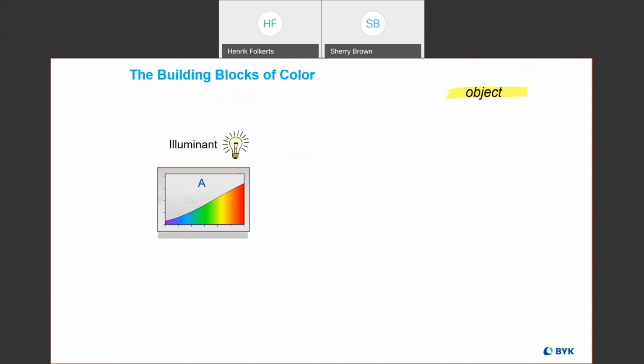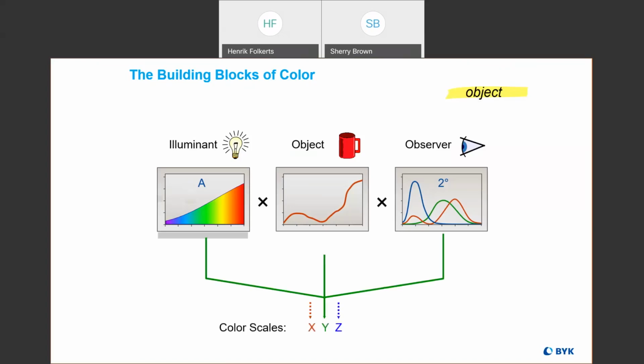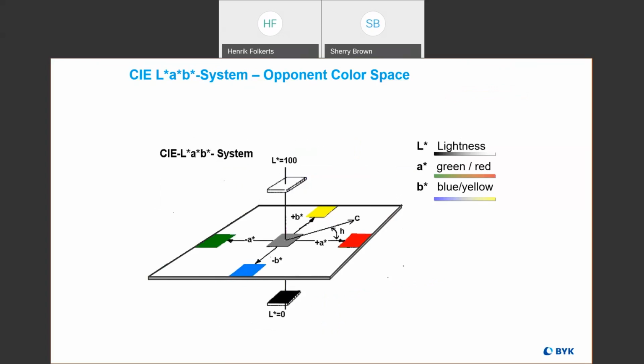So, the building blocks of color: we now know about the illuminant, we know about the observer and how our eye works, and we know what's happening when light hits an object. When we can quantify all three of those things and put them together, we can use that to calculate color scales such as XYZ or LAB. This is referred to as CIELAB. This is the same CIE that standardized all those different illuminants.